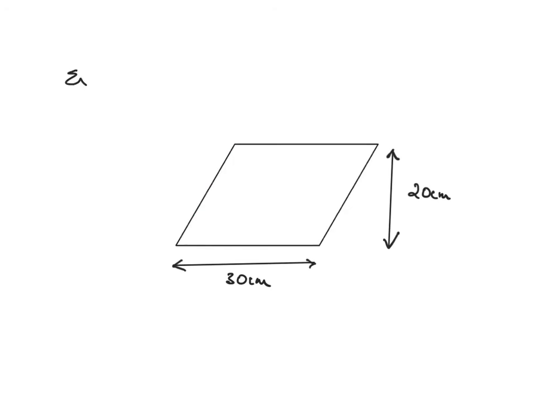So here we have our first example, and we want to work out the area of the shape. Base times height perhaps, or length times height. 30 times 20, that gives us 600 centimetres squared.